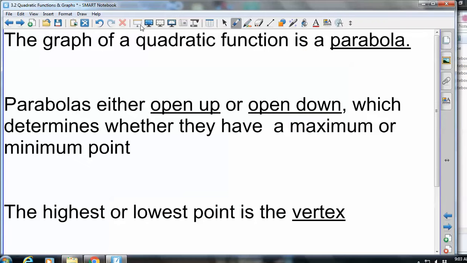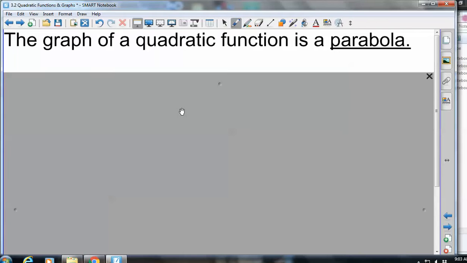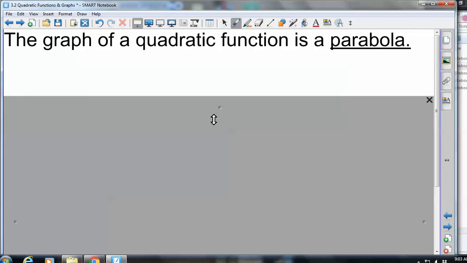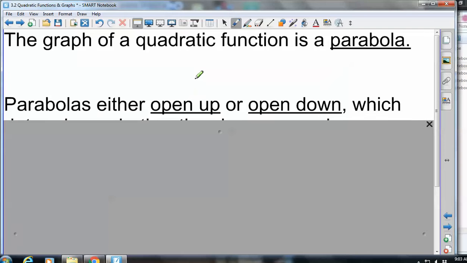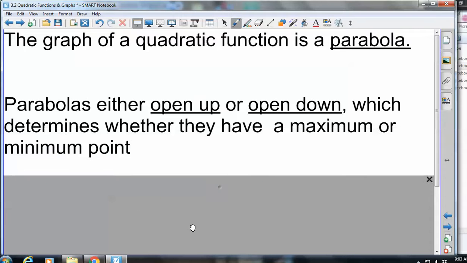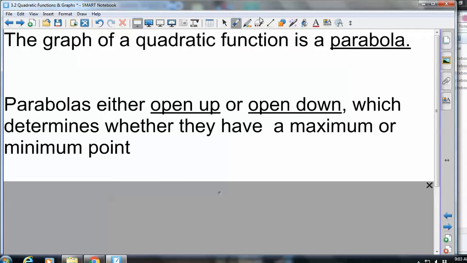Okay, so like we just mentioned, the graph is a parabola. So parabolas have two options. You can have a normal parabola that opens up, or one that opens down. So parabolas will open up or open down. That will determine whether they have a maximum or minimum point. So you're just filling in the blanks on your notes handout right now.